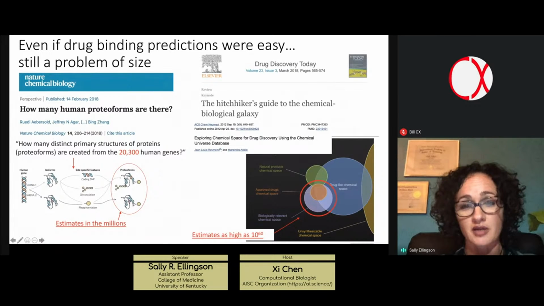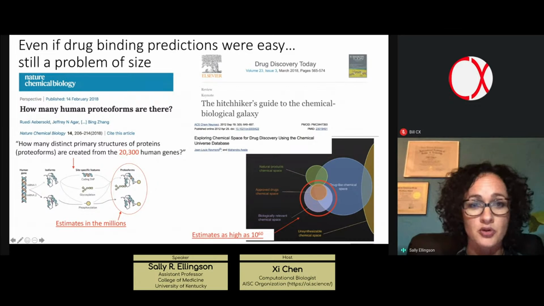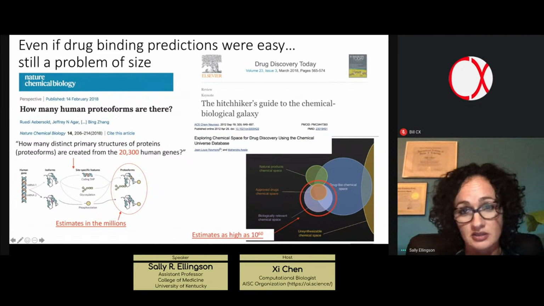So even if we were able to do these predictions very well, to understand the entire scene of what's happening in the human body with all the proteins and all the potential drugs is a huge problem. So how many human proteoforms are there? There's just over 20,000 genes that we know of, but genes can encode proteins in different ways. There's splicing and different ways that they can form proteins. And in this paper, they estimate that the number of different proteoforms is in the millions.